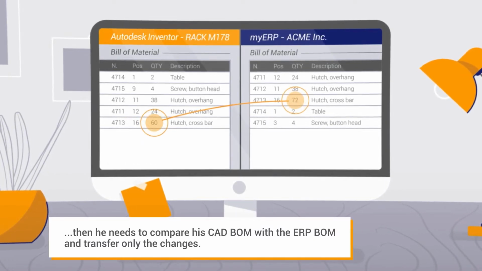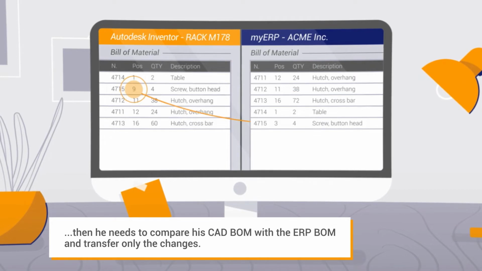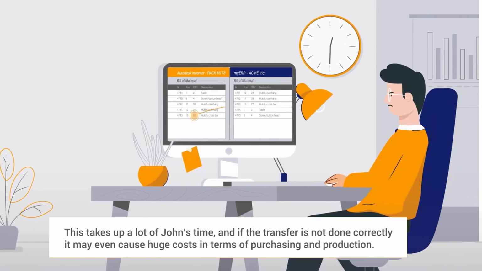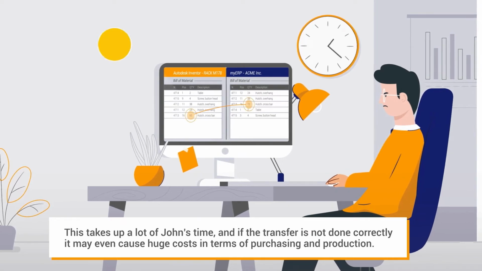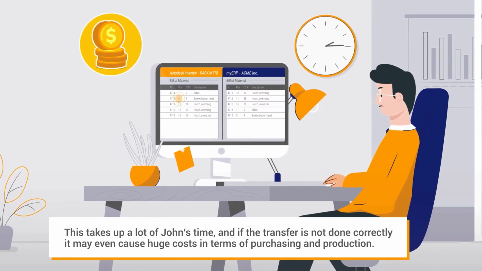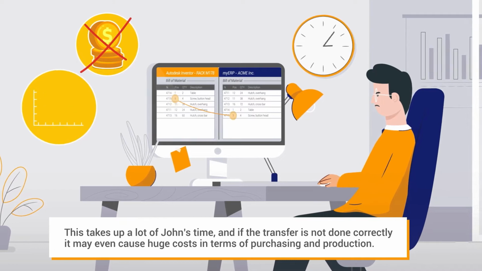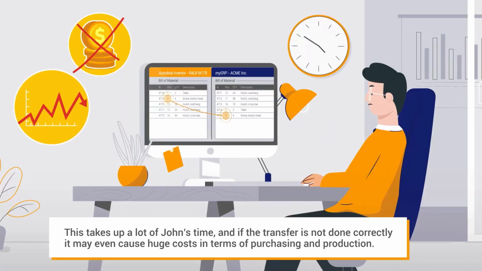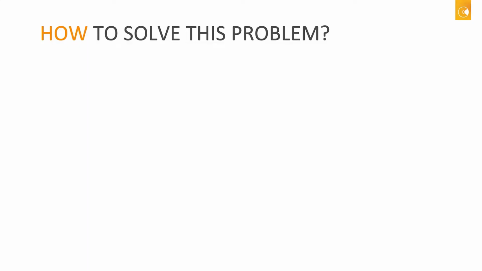And if the BOM already exists, then each row must be compared to spot the changes and then apply them one by one. This process can take anywhere from 10 minutes to over an hour, depending on the size and complexity of the BOM. The cost of doing it manually is huge, but mistakes are even more expensive. So how can this problem be solved?